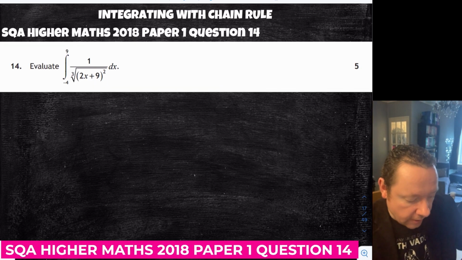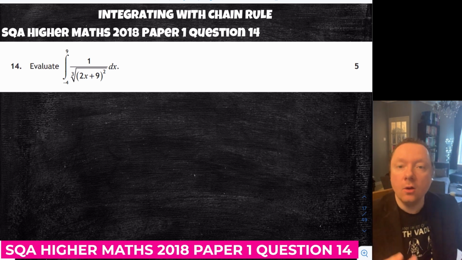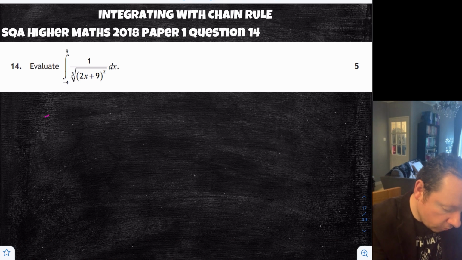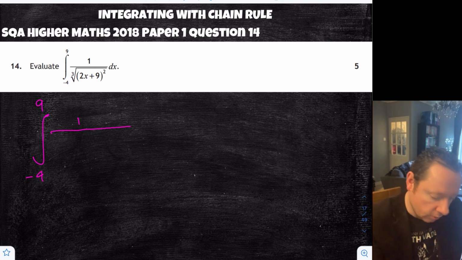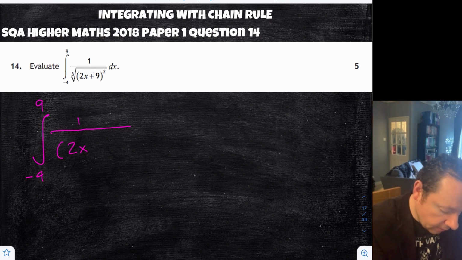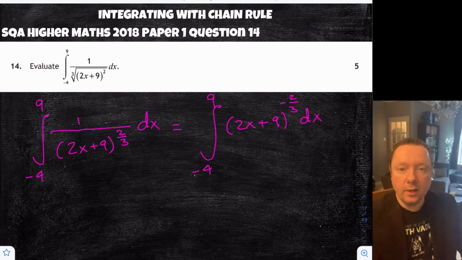Integrating with a chain rule, SQA Higher Maths 2018, paper 1, question 14, find the integral between 9 and minus 4 of this function. Going to have to get it ready to integrate first, so we've got between minus 4 and 9, 1 over, so it's the cube root, so that's to the power of a third, but it's squared, so it's to the power of 2/3. So it's 2x plus 9 to the power of 2/3 dx, which equals the integral between minus 4 and 9, taking it up to the top, 2x plus 9 to the minus 2/3 dx. And now we can integrate it.